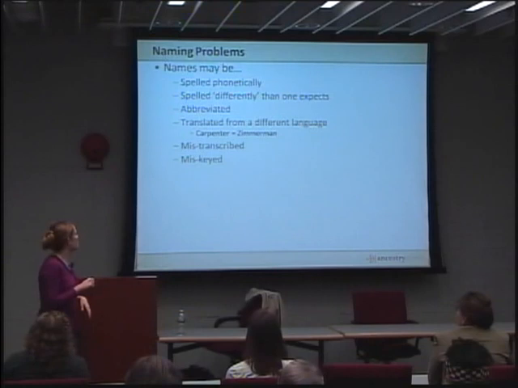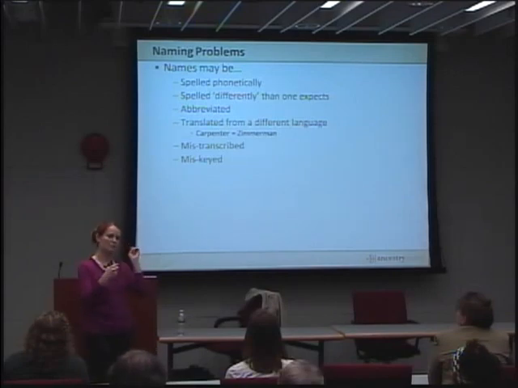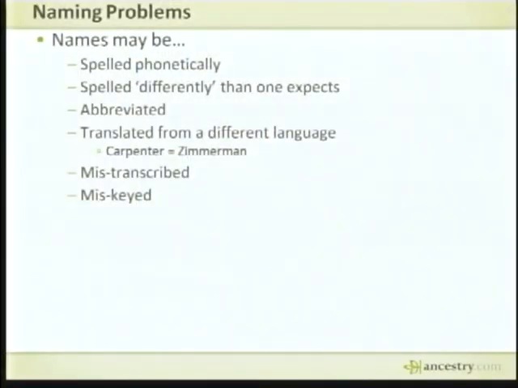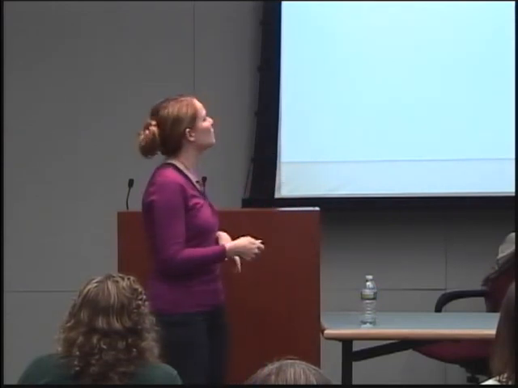Okay, naming problems. Names can be spelled phonetically. Names can be spelled differently than one expects. I need to say that this one's kind of a big one. With younger genealogists, I run across this a lot. No, his name was spelled like this. I know it. Well, you may know how his name was spelled, but he may not have known how his name was spelled. Or the people writing his name down may not have known how his name was spelled. So be cognizant that it may not be spelled the way that you like.